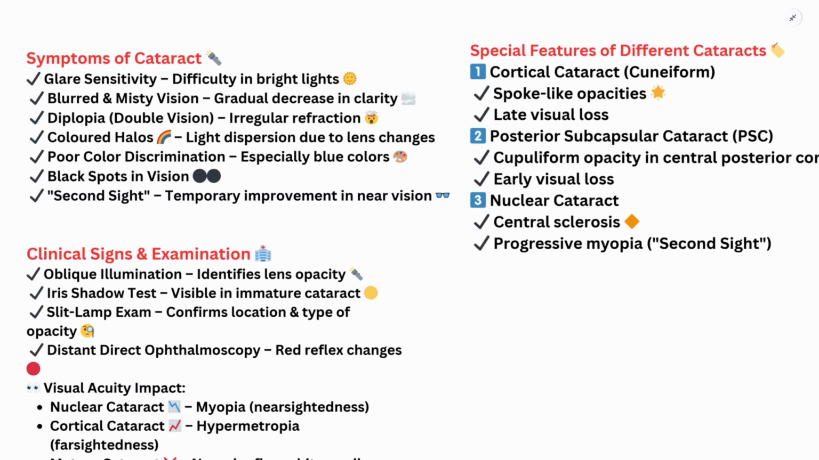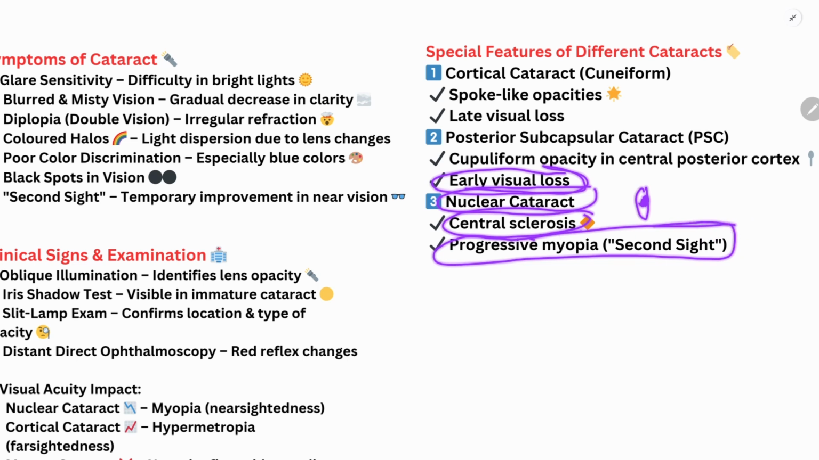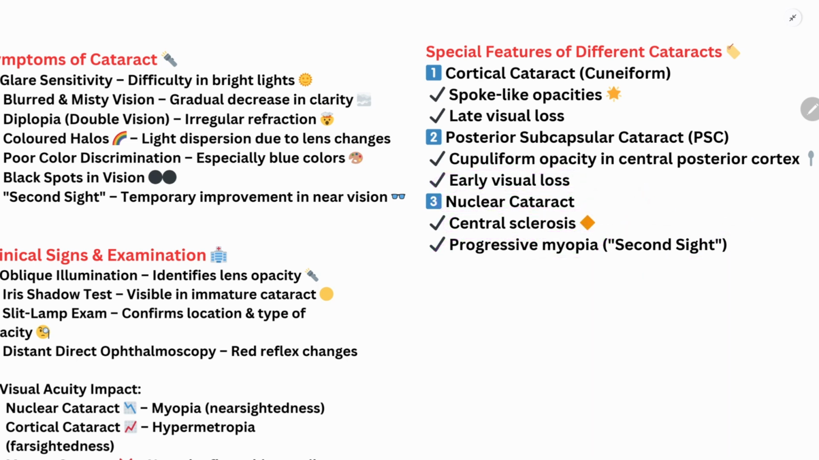And the last one is special features of different cataracts. In cortical cataract you will see spoke like opacities like a star, and late visual loss. In posterior subcapsular cataract you will see cupuliform opacities in the central posterior cortex and early visual loss. And in nuclear cataract there will be central sclerosis, which leads to progressive myopia, which is nothing but second sight. Okay, let me explain you clearly.